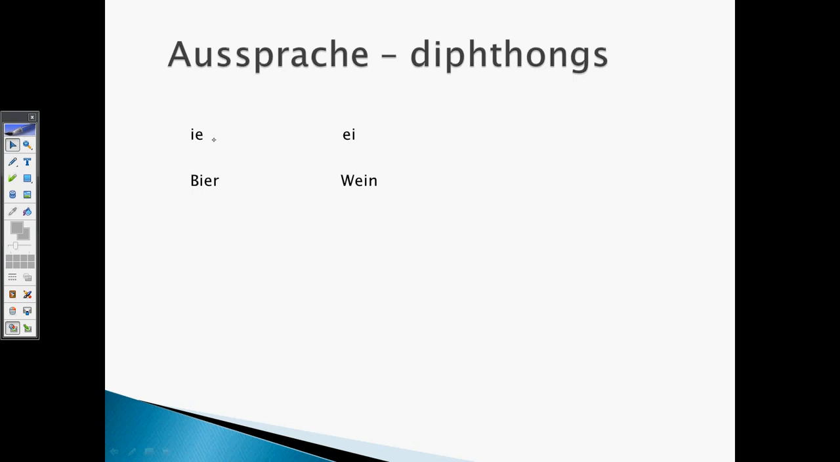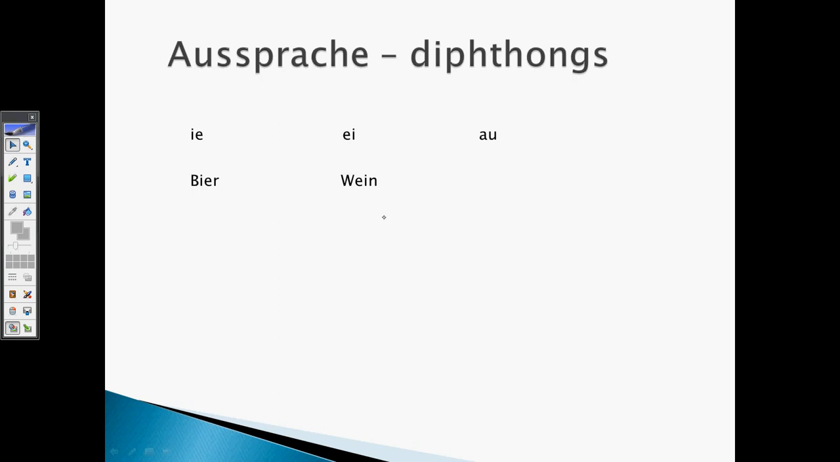You're going to take the second vowel in each of those, okay, and you're going to pronounce them the same way you would in English. So that would be an E, that would be an I, right? So we have Bier, das Bier, und Wein, der Wein, right? Bier, Wein. Das Bier, the beer, der Wein, the wine.